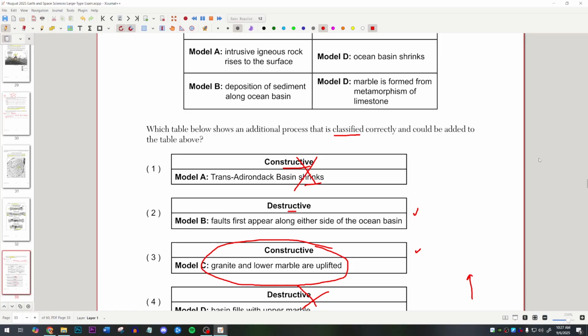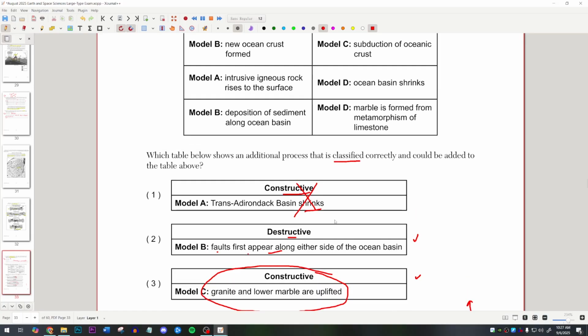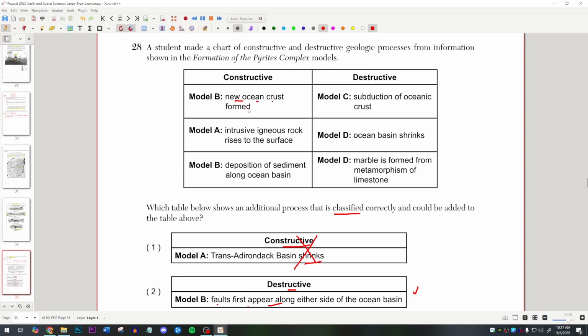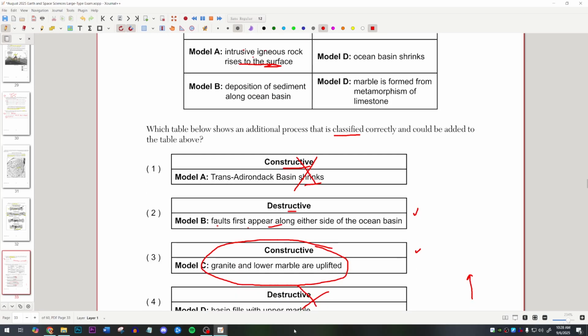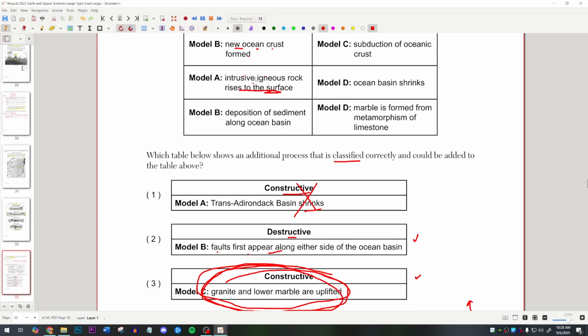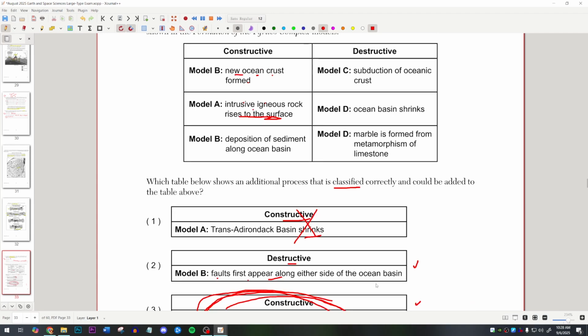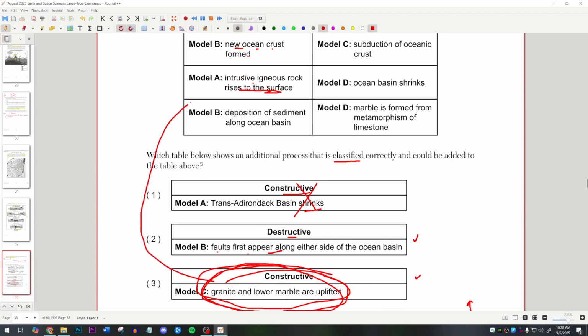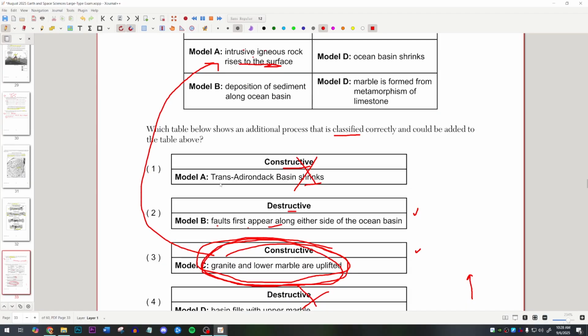So I think that based on all that, I'm gonna go... These two are kind of weird. Faults first appear. Could you say that's constructive? Because you're developing the faults? Let's see this. New ocean crust formed. Intrusive rock rise to surface is constructive. Look, that makes this right. This is granite and lower marble uplifting. That's more right because of this right there. So I'm going to go with 3.